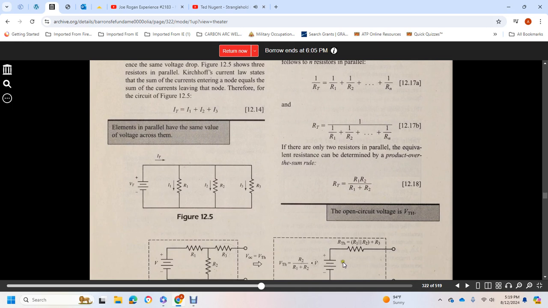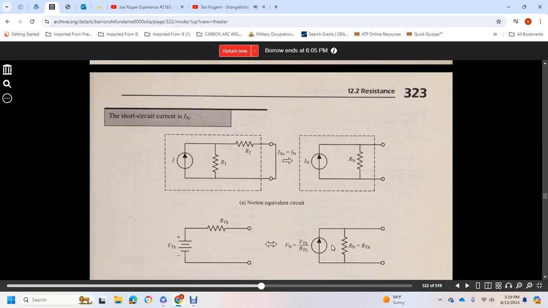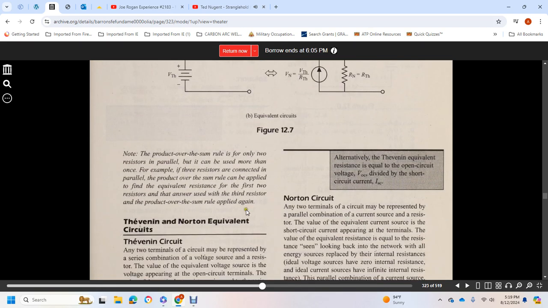The open circuit voltage is V Thevenin, or V open circuit. The short circuit current is I Norton. Thevenin equivalent circuits and Norton equivalent circuits. Note, the product over the sum rule applies only with two resistors in parallel, but can be used more than once. For example, with three resistors connected in parallel, the product over the sum rule will apply to find the equivalent resistance of the first two resistors. Then, with the third resistor, the product over the sum rule is applied again.